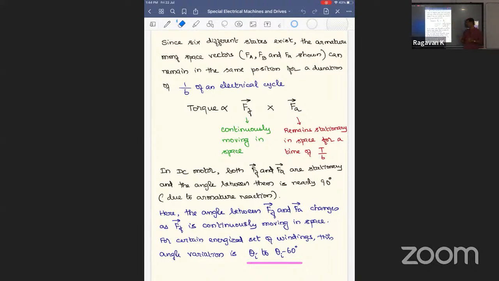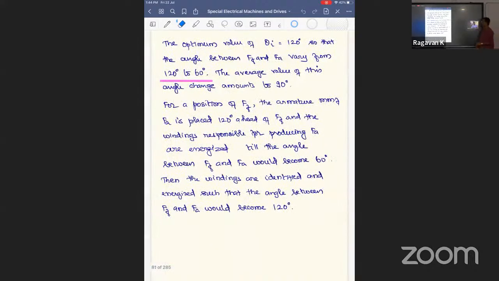Now we have to decide what the optimum value should be. So the initial angle is theta. Then when FA is advanced by 60 degrees, the angle changes by 60 degrees. So the initial angle between FA and FF is theta_i, and the final is theta_i minus 60. Is this statement understood? Understood. So what should be the value of theta_i? That theta_i is 120. So you can try: initially it is 120 degrees, and as the rotor moves it goes to 110 degrees, 100, like that.